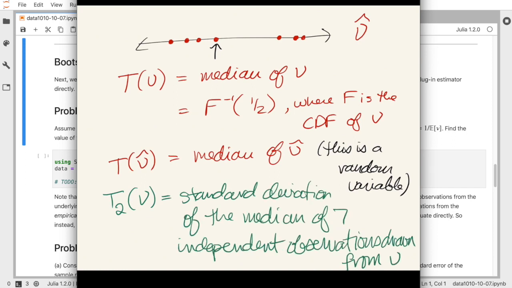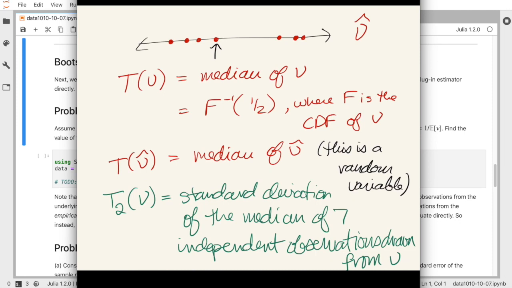So this statistical functional gives us the standard error of this estimator. But ultimately, it is a statistical functional because it's defined purely in terms of the original distribution nu. We have the distribution nu, we sample 7 independent observations from it and find the median. That's a random variable. We can ask for its standard deviation, and that gives us a number. So we go from a measure nu to a number. So this is a statistical functional.